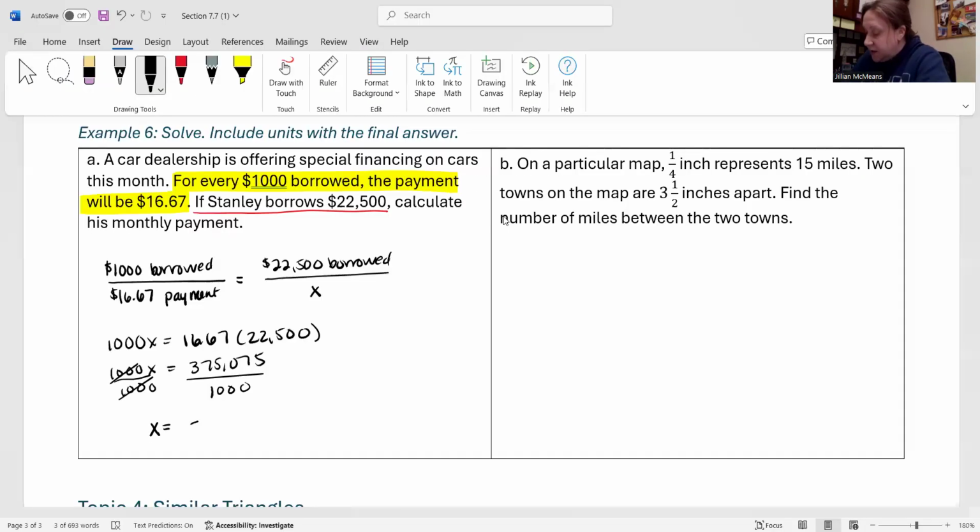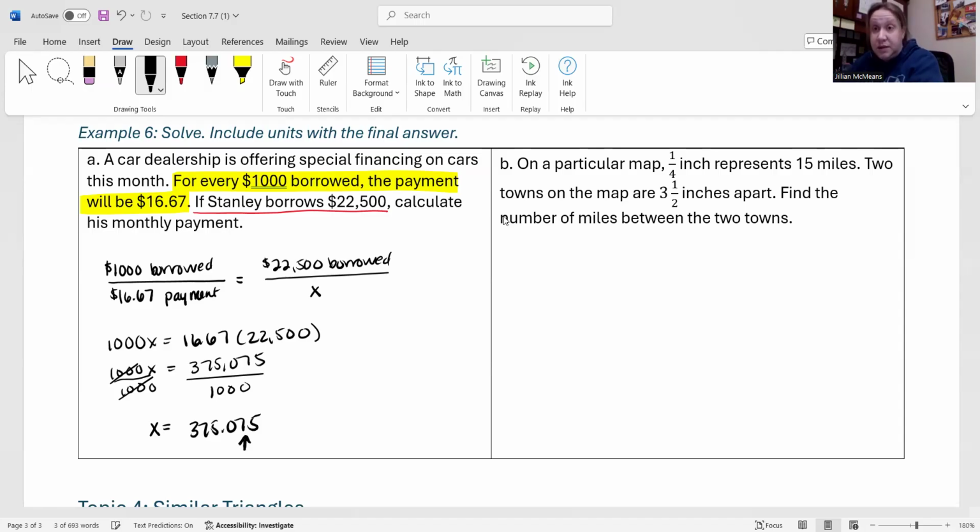So we get 375.075. The issue is we're dealing with money, and anytime you're dealing with money, you have two decimal places. So after the decimal point, you want two numbers. So we need to do some rounding here. We want 2 decimal places, so we need to round.